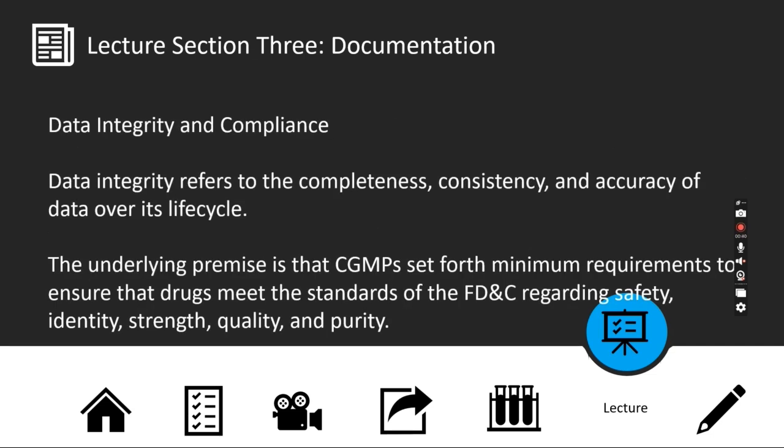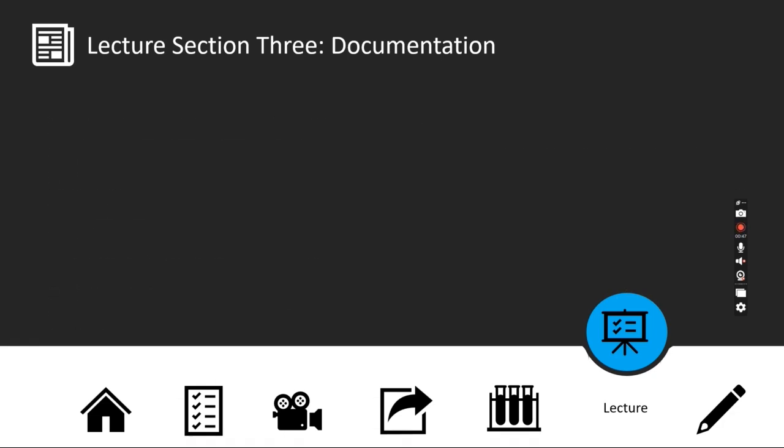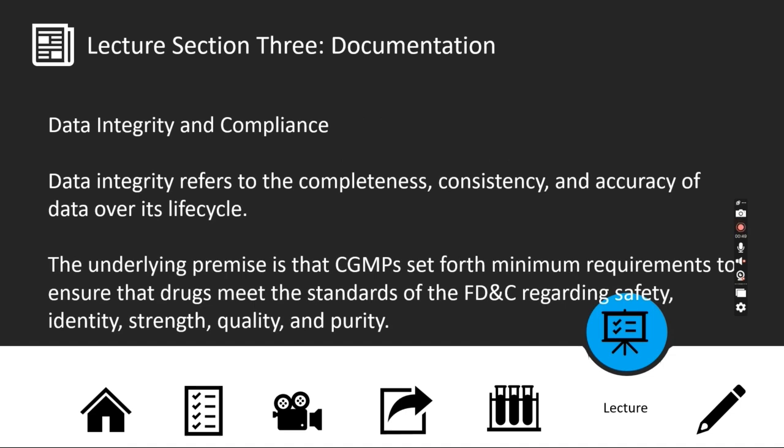Data integrity refers to the completeness, consistency, and accuracy of data over its life cycle. So all of these elements contribute to data integrity. The underlying premise is that in order to show that the drug is safe, potent, and pure, you need to have good data integrity, because the data is what's going to prove that. If you cannot prove that through data integrity, then it didn't happen.